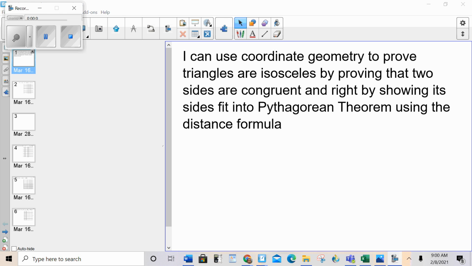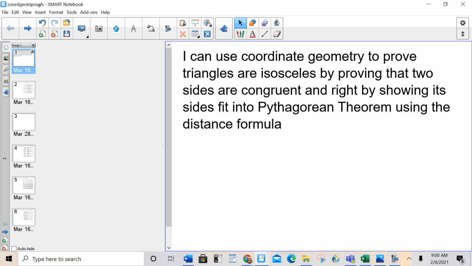Hello everybody, today I can use coordinate geometry to prove triangles are isosceles by proving the two sides are congruent, and triangles are right by showing its sides fit into Pythagorean Theorem using the distance formula. So, we are now moving into full coordinate geometry proofs. This is the first lesson in full coordinate geometry proofs. There's going to be 3 components to it. We're going to get started.